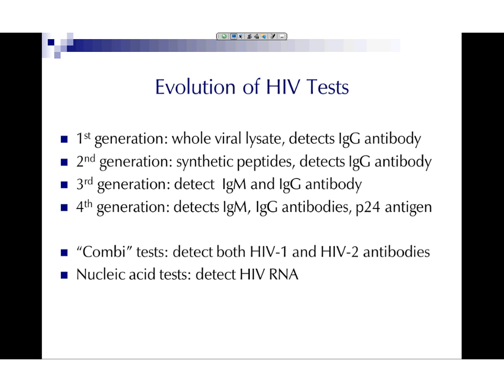Just a little bit of terminology. Combo-B tests, according to the FDA, are the ones that are designed to detect both HIV-1 and HIV-2 antibodies. Combo tests are the fourth-generation tests that detect both antigen and antibody. And then NAT tests, or nucleic acid tests, detect either HIV RNA or HIV DNA.